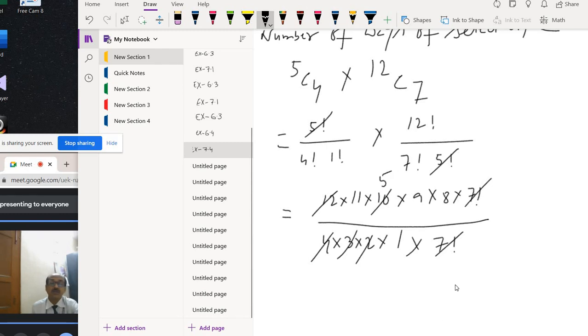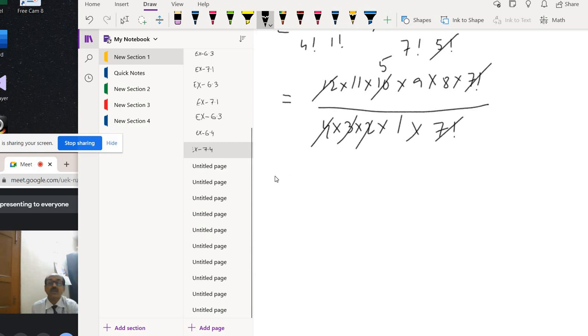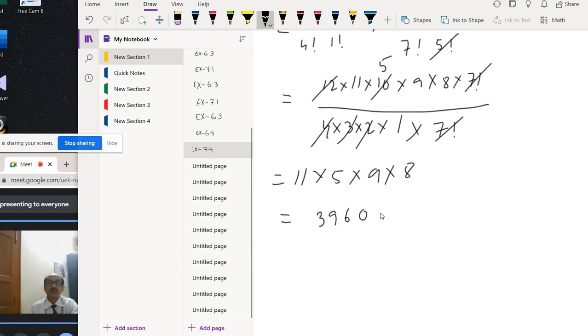So it is 11 into 5 into 9 into 8, which equals 3,960. Multiply this, and it is equal to 3,960. Yes, sir.